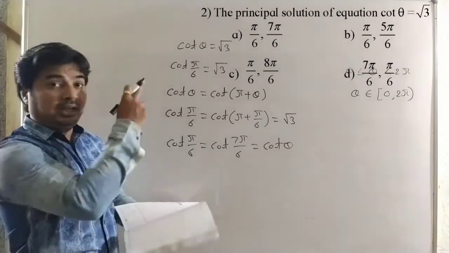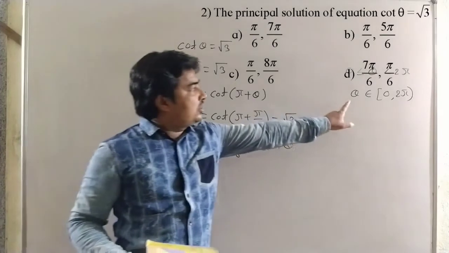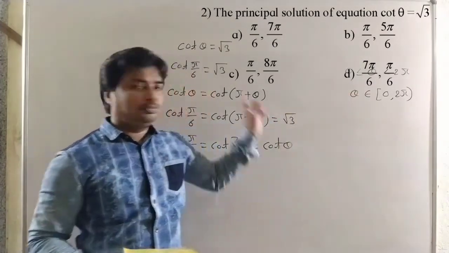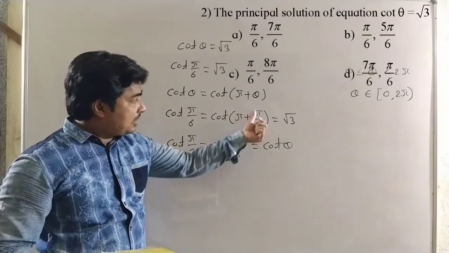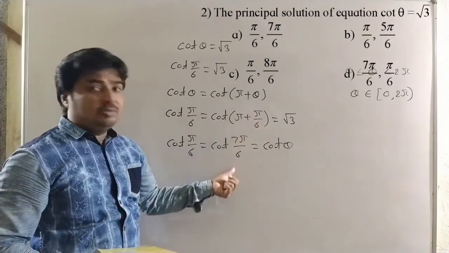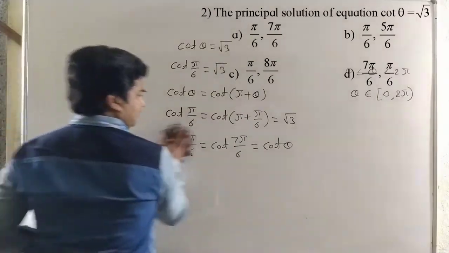Here it is option number A. See carefully. Both angles belong to this interval 0 to 2 pi. Pi by 6 and pi plus pi by 6 are both between 0 and 2 pi. Now the next.